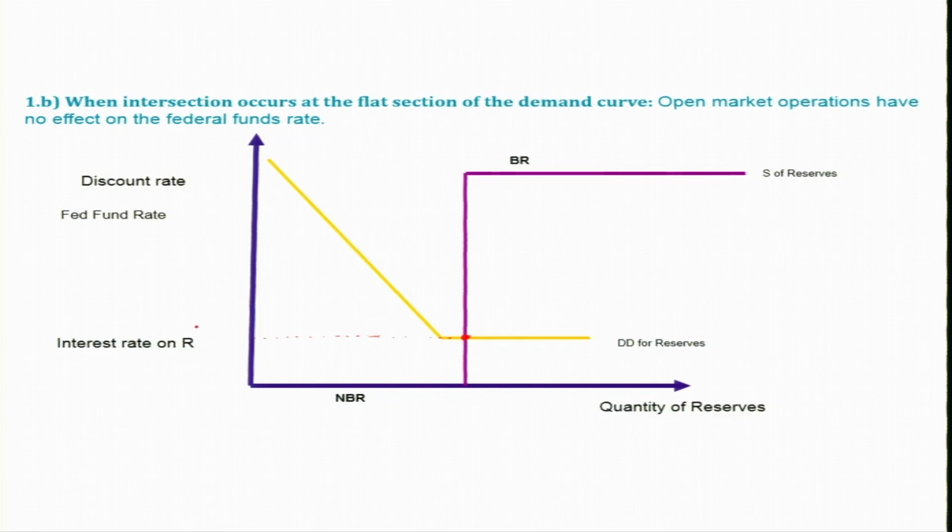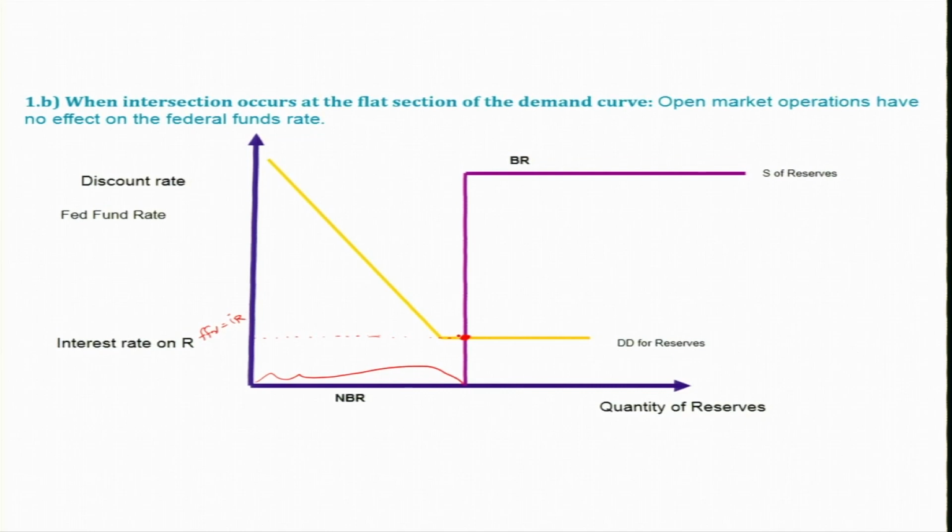Initially, at this intersection point, we know that the FFR is equal to the interest rate on reserves, because the intersection happens at the horizontal, flat section of the demand curve. At this point, this is the NBR, this much is the NBR we assume, and this is the equilibrium position.